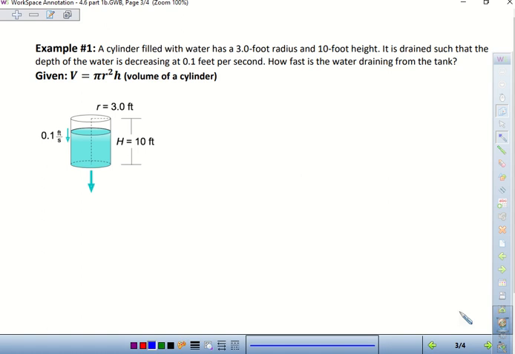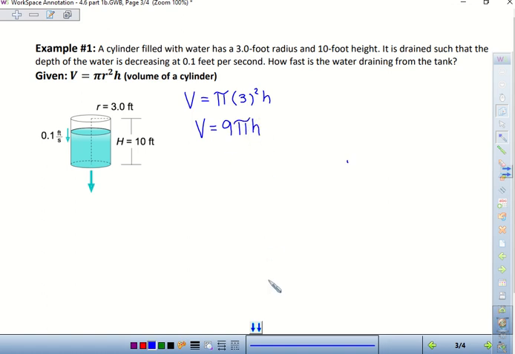So right now, we can say that we know that the volume of a cylinder is equal to pi times 3 squared times h, correct? Of this particular cylinder, because we know that its radius is never going to change.